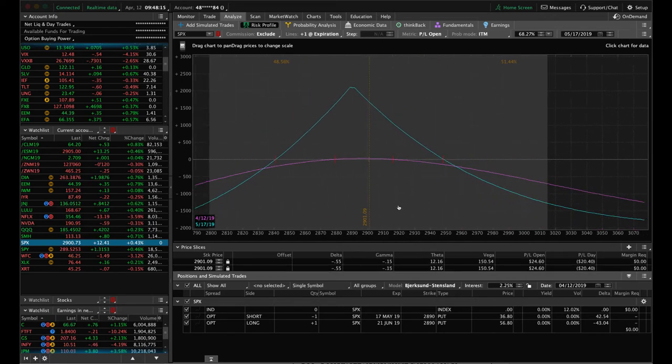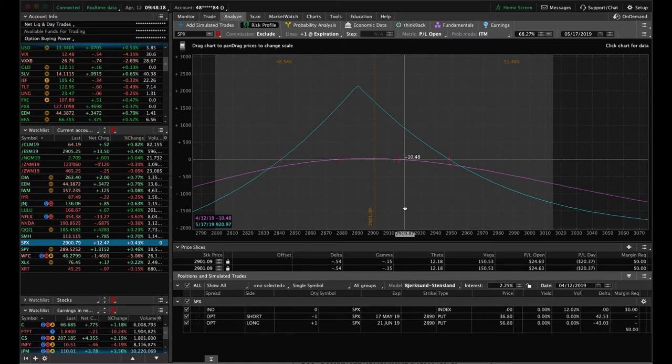The difference between a calendar and an iron condor or a strangle, remember, on an iron condor or a strangle, we want implied volatility to contract.